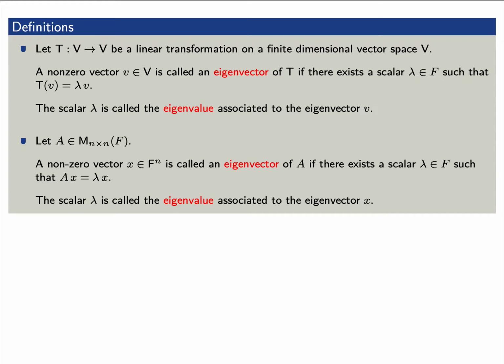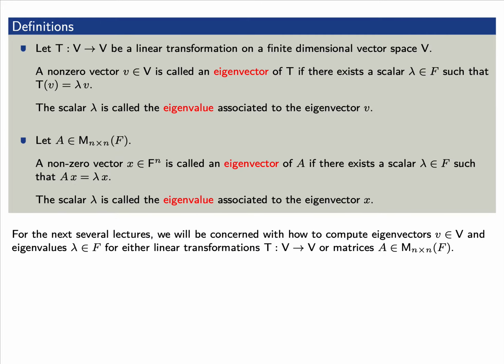Now say that A is an n by n matrix. We'll say that a non-zero vector x is an eigenvector for A if there exists a scalar lambda such that A times x is lambda times x. Similar to above, the scalar lambda is called the eigenvalue associated to the eigenvector x. For the next several lectures, we're going to be concerned with how to compute such eigenvectors lowercase v and eigenvalues lambda for either linear transformations T or matrices A.